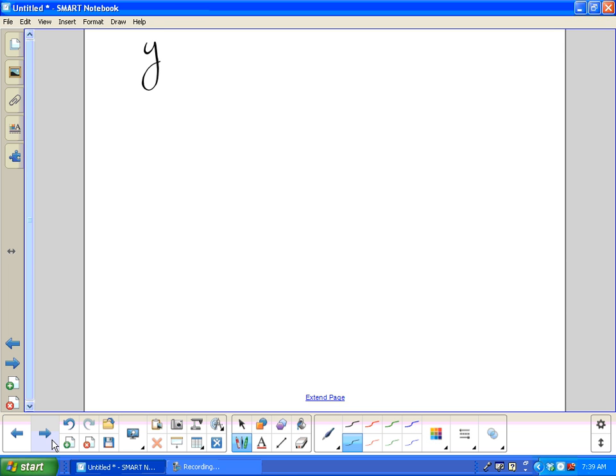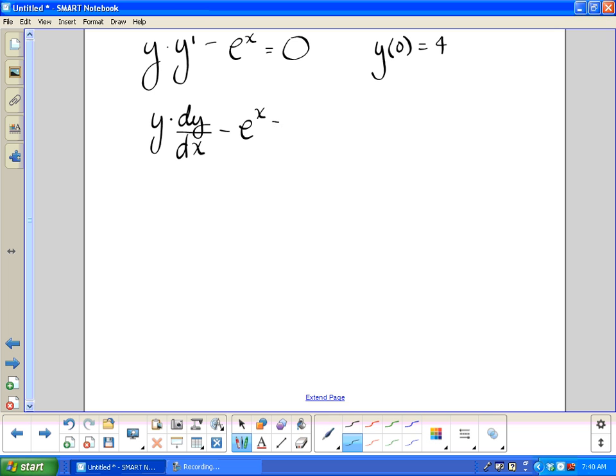So we have y times y prime minus e to the x is equal to 0. And we're given the initial condition that when x is 0, y is equal to 4. So y of 0 is equal to 4. Alright, so let's think about what we did last time. First thing, replace y prime with dy dx. So we have y times dy dx minus e to the x is equal to 0.